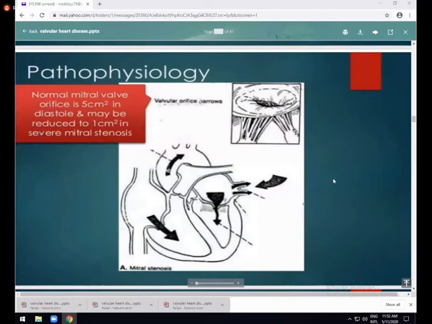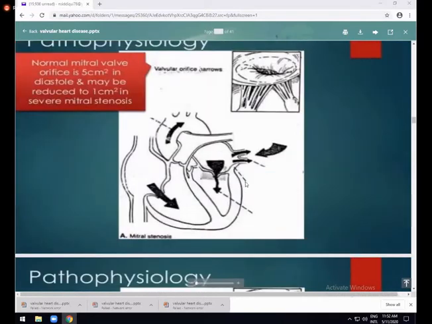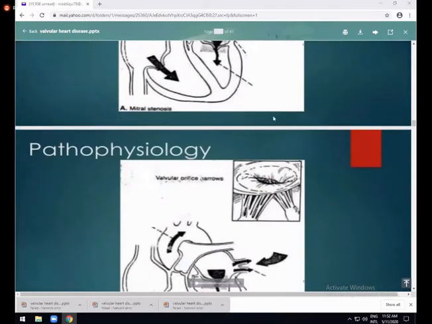So the blood flow comes from the body to the right side of the chambers, goes to the lungs, and then after purification, comes to the left side, and from the LA, the blood comes to the LV, and then it goes to the aorta. This is the pathophysiology. When the valve becomes tightened, there is reduced flow from the left atrium to the left ventricle.